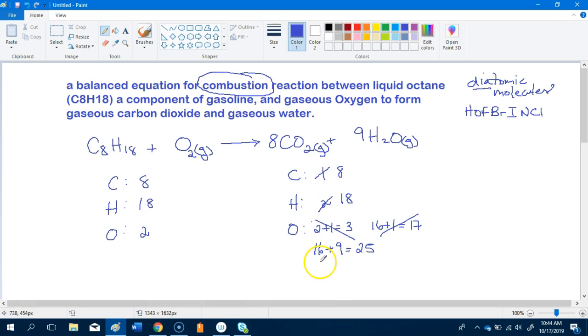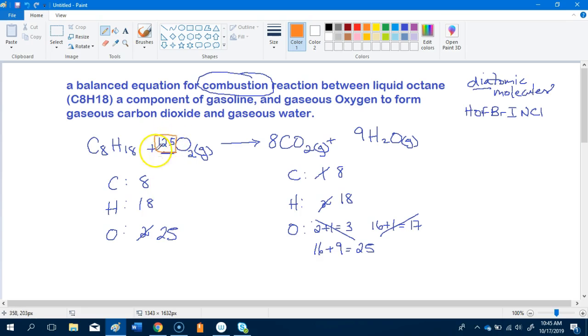Now, this is where it gets a little bit more complex. I've balanced my carbons, I've balanced my hydrogens, now my oxygens I need to balance. I have to find a coefficient to put here that when I multiply it by 2, I'll get 25 altogether. And what I get is 12.5. 12.5 times 2 will give me 25 oxygens altogether, and now everything's balanced, except the problem is that the coefficients always have to be whole numbers. So 12.5 I'm just going to put in here as a placeholder.